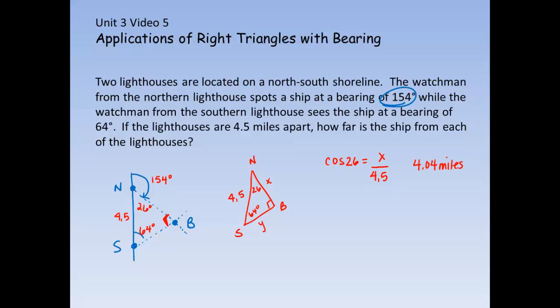Let's go ahead and do the other one. Here I'm going to use the sine of 26 degrees to equal y over 4.5. Again, I could use the cosine of 64. I could also use the Pythagorean theorem, since after finding 4.04 miles, I actually know two sides, so I could solve for the third using the Pythagorean theorem. So 4.5 times the sine of 26 leaves me with 1.97 miles.